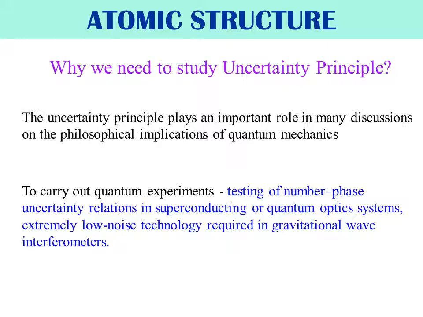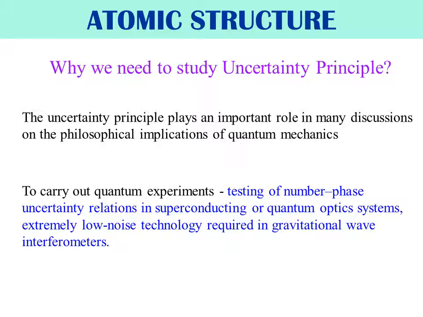Another one is the extremely low noise technology required in gravitational wave interferometers. Low noise basically means low disturbance. It's an energy, it's a wave, you can say it's some sort of frequency. With low noise technology, that means very little disturbance is present. In such issues, where there are very low disturbances and we need to figure out certain information from there, the uncertainty principle is highly important in carrying out experiments based on low noise technology in gravitational wave interferometers.